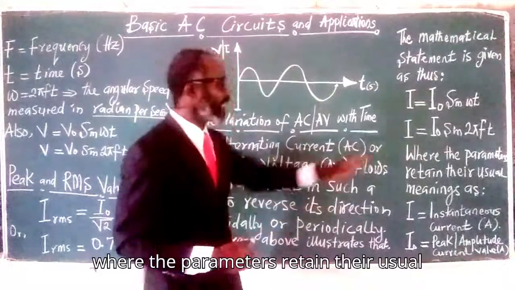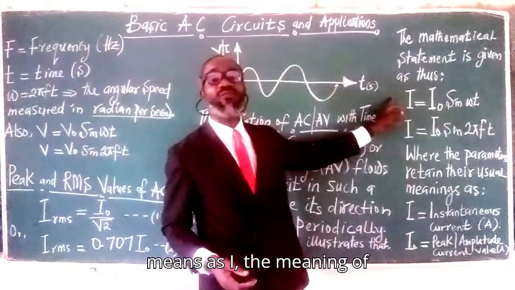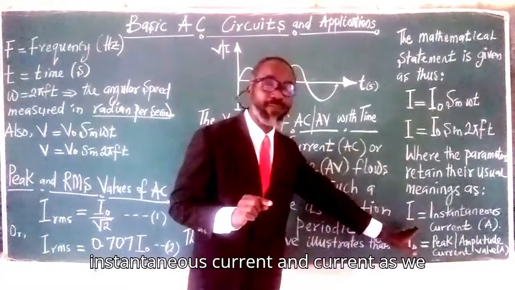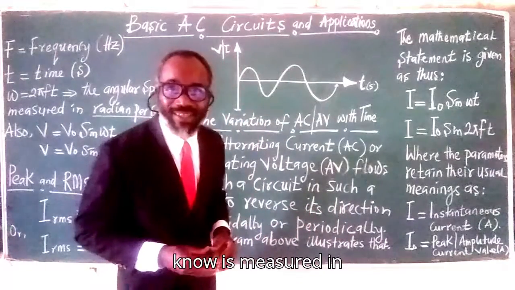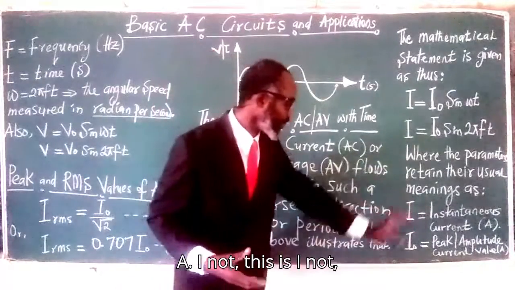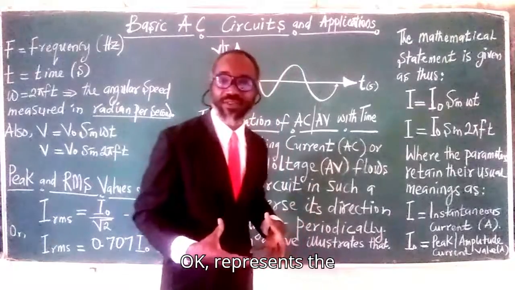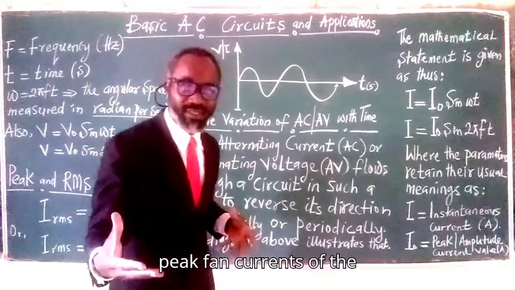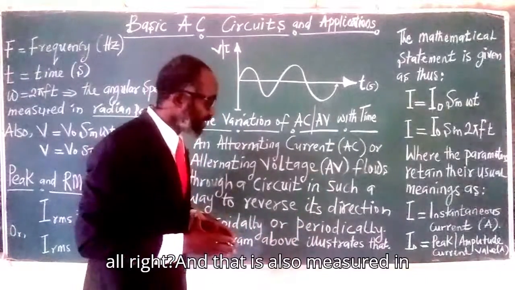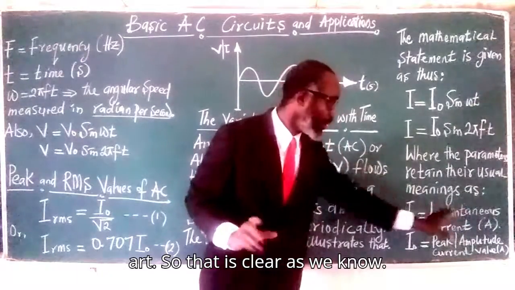Now, where the parameters retain their usual meanings, I, just the I, is the instantaneous current. And current, as we know, is measured in ampere, abbreviated amp, that is A. I naught represents the peak value of the alternating current flowing through the circuit. Alright? And that is also measured in amps. So that is clear.